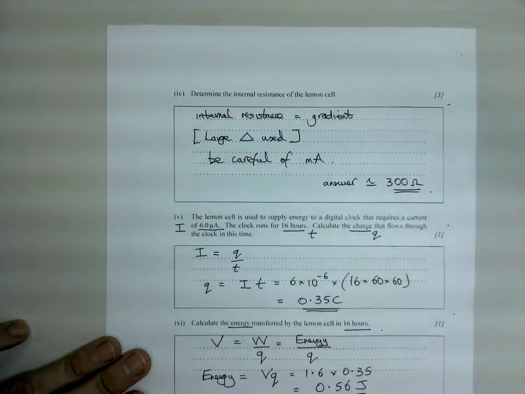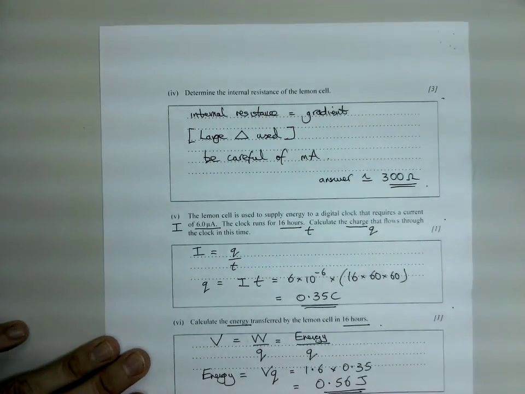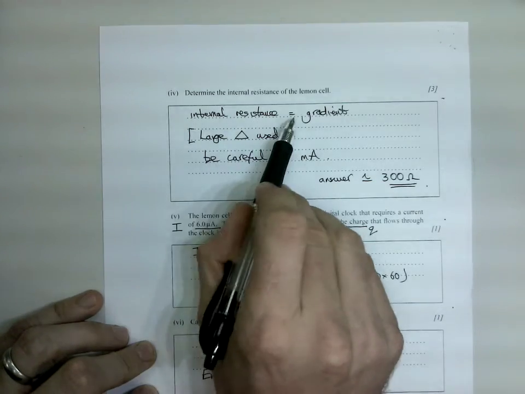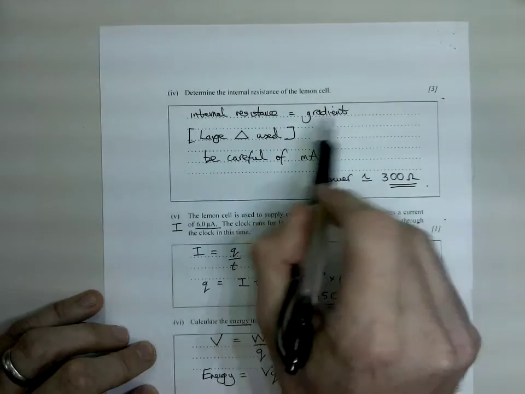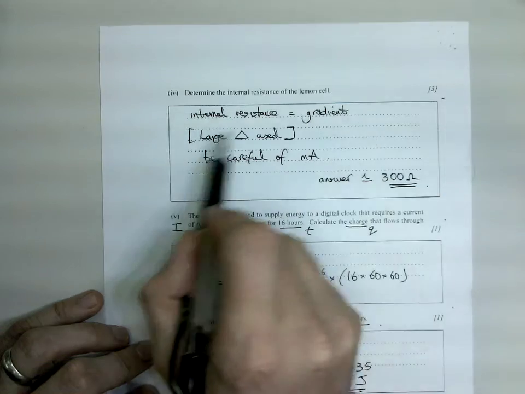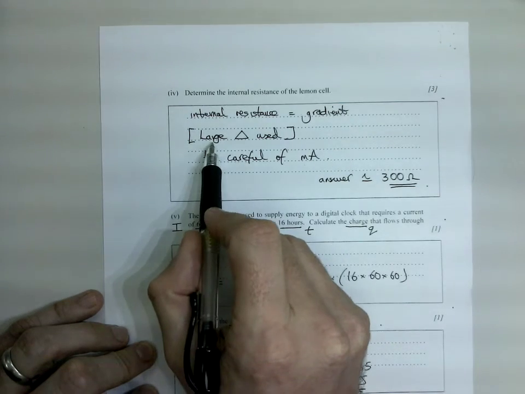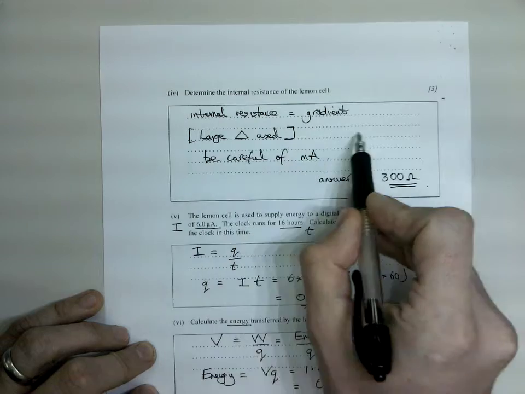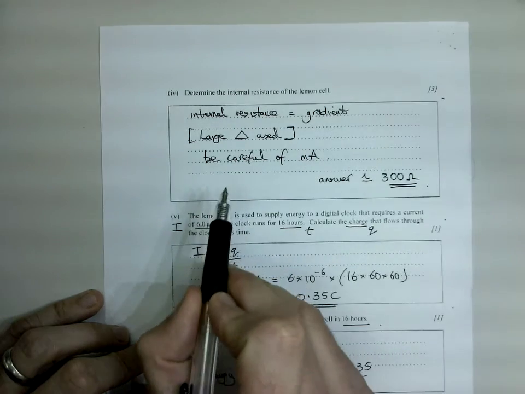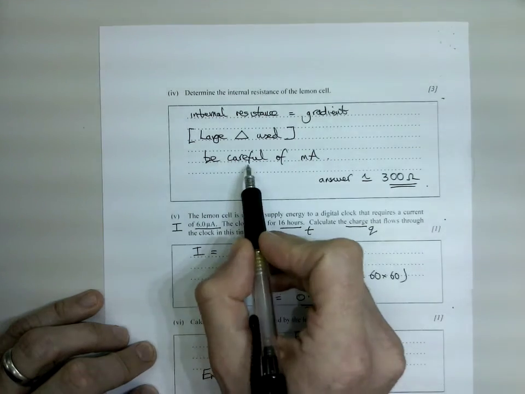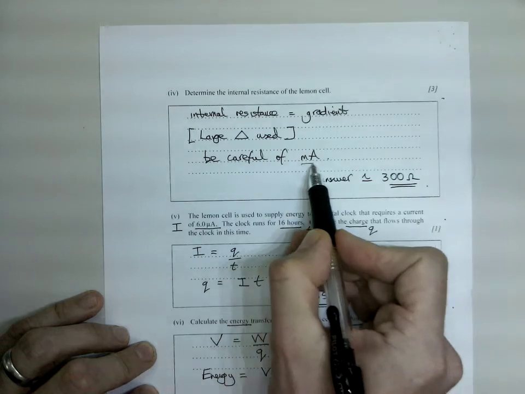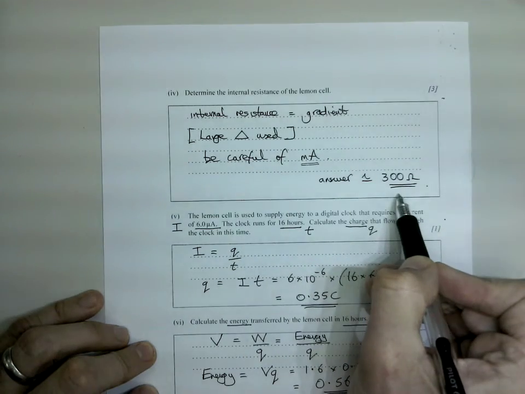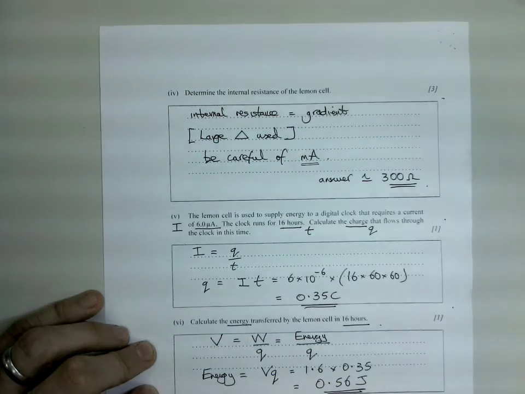So the next part of the question is determine the internal resistance of the lemon cell. Again, most people can figure out that the internal resistance is equal to the gradient of the graph. That's the first marking point. The second marking point is you need to use a large triangle on your gradient to manipulate the data. But the final thing here is just to be careful that, as I said, the current axis is measured in milliamps. So your answer comes out to about 300 ohms.